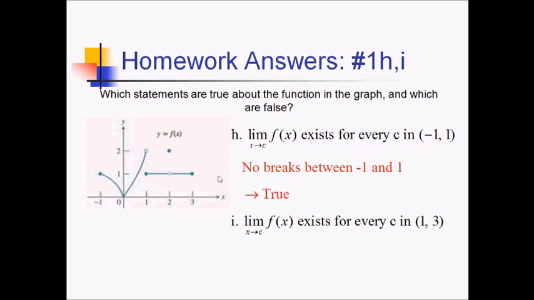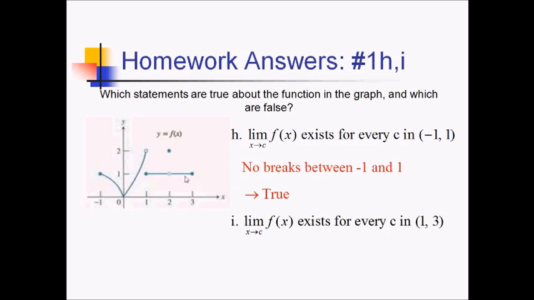Now, it doesn't exist at exactly 1 because your left and your right limit are going to different numbers, but they didn't include 1. This is an open interval with these rounded parentheses. Now, for the next part, they're basically asking the same question, but now they're asking about all the numbers between 1 and 3. So does the limit exist everywhere between 1 and 3?